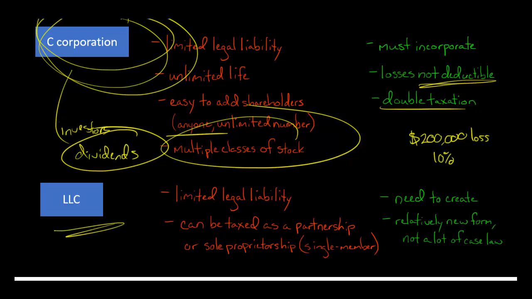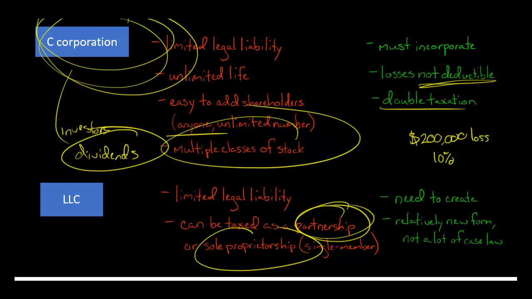But you create this LLC, and now you can elect to be taxed as a partnership, for example, or if you're a sole proprietor, you can elect to be taxed as a sole proprietorship. So if you're a single member LLC, you can be taxed as a sole proprietorship. If you're a multi-member LLC, you can be taxed as a partnership. Members are just what we call the owners of an LLC. So you can be taxed as a partnership and yet get the limited legal liability of a corporation. So it's seen as the best of both worlds.